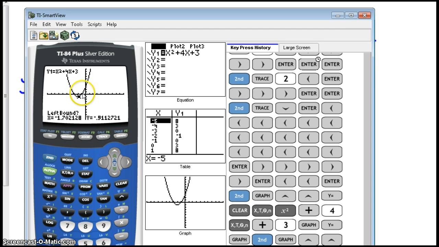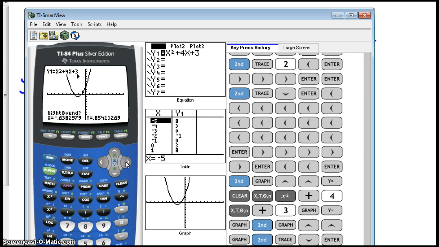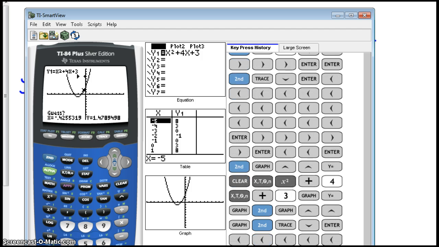So if I'm calculating this 0, we're going to move it to the left of it below here and hit enter. And then it says, can you move it to the right bound? So you're going to go past it and move it to the right of the 0. And then hit enter. Then it wants you to move it close to it. It says guess. So then you move it onto the spot and hit enter. And it'll calculate for you. So there it calculated -1, 0. Let's write down those steps in our notes now.